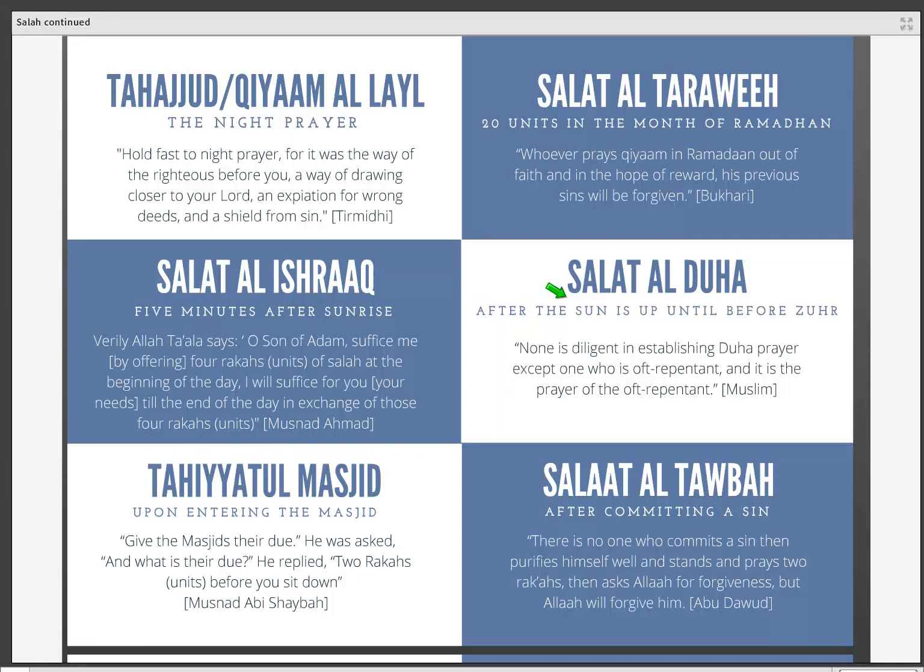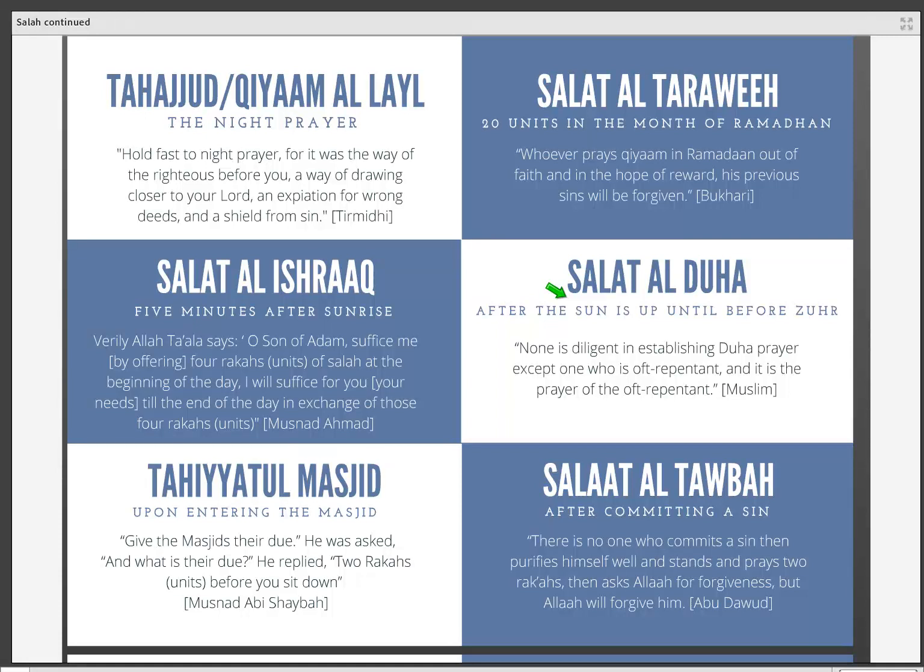It is 20 units that are performed in the month of Ramadan. After the Isha prayer, we stand for 20 units, and thereafter we perform in congregation the Witr Wajib. Normally the Witr Wajib, which we had discussed, the three units with the extra supplication, we perform throughout the year on our own, individually. But in the month of Ramadan, we perform it in congregation.